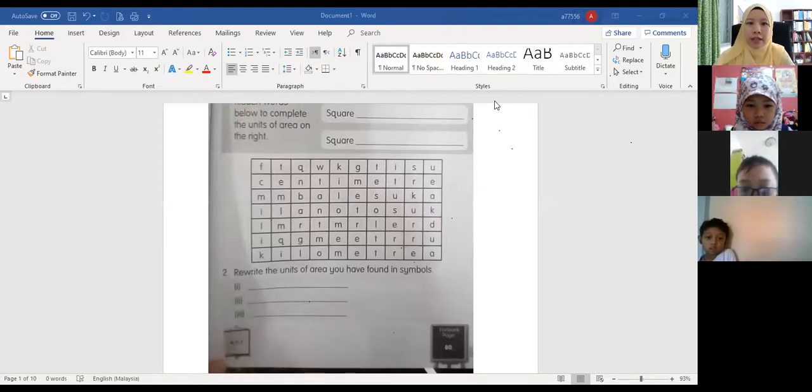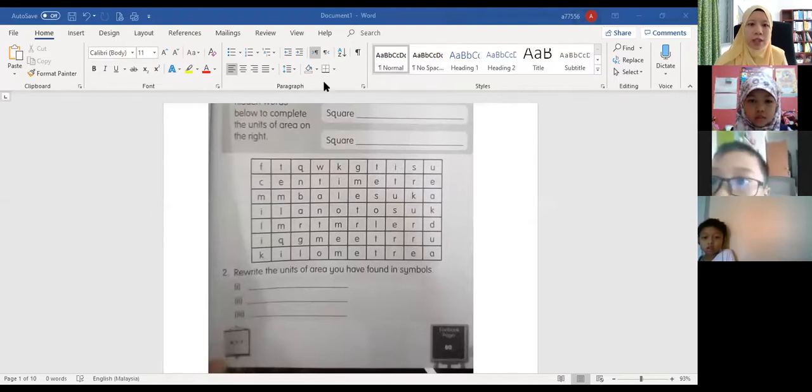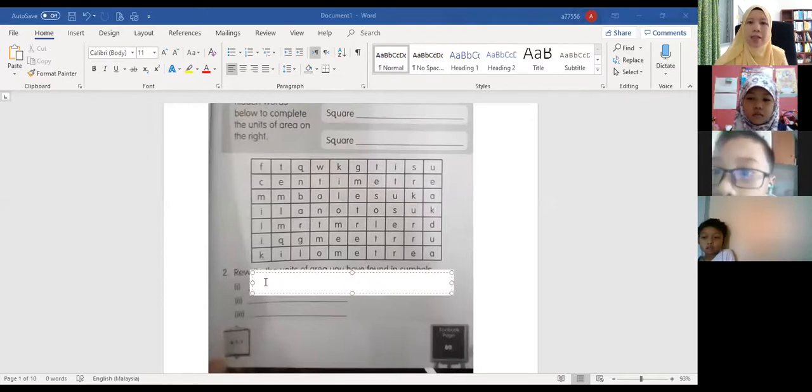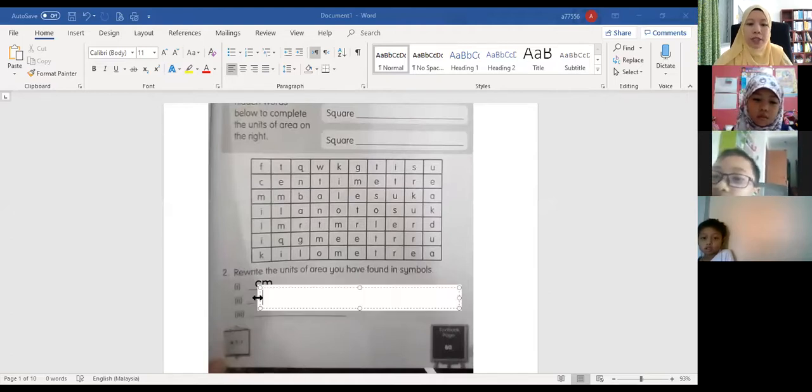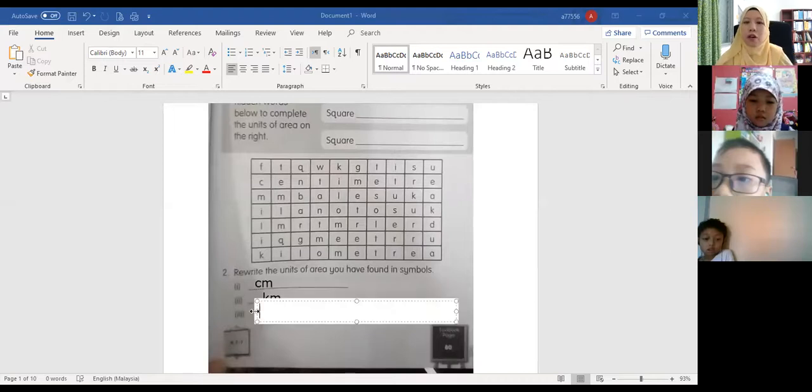K-I-L-O-M-E-T-R-E. No, that is the wording, spelling. But for symbols, I will write the answer here. A symbol is just an abbreviation. For example, the symbol for centimeter is cm. Next, the symbol for kilometer is km. And next, the symbol for meter is just m.